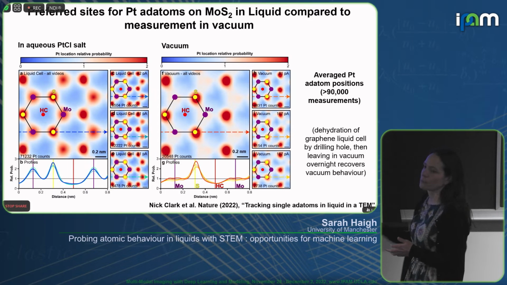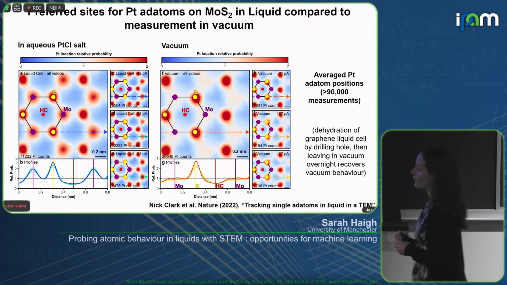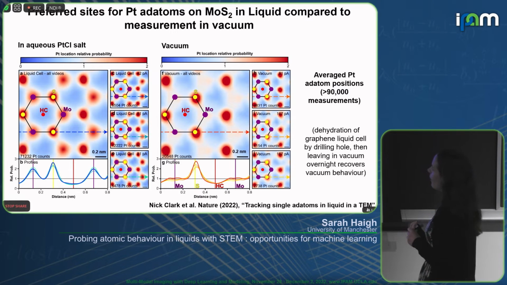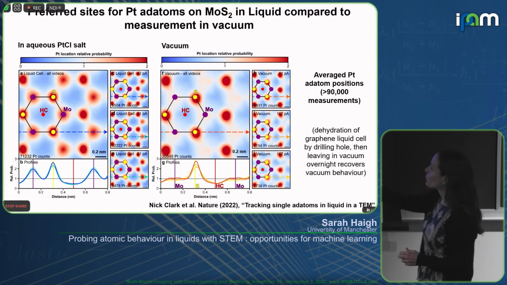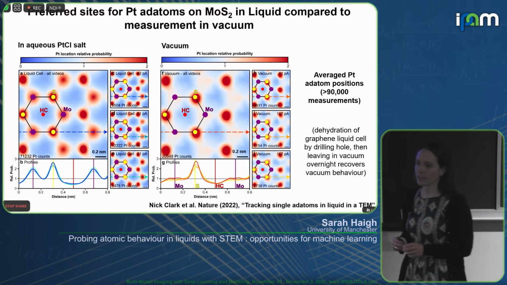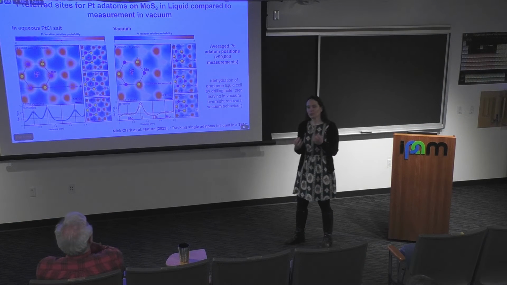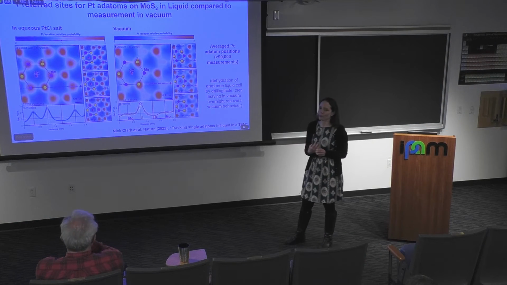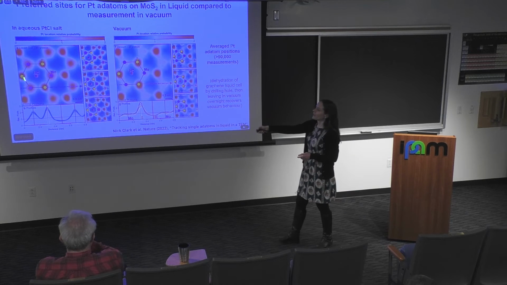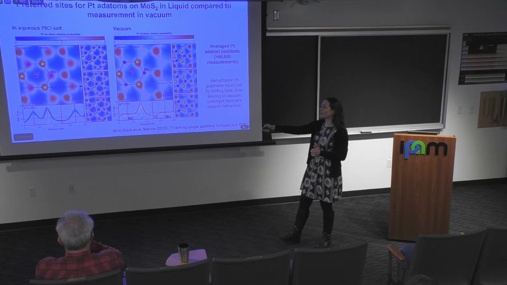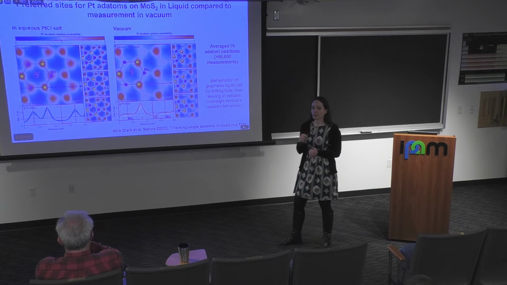And this type of behavior had been observed before because these are hydrogen evolution reaction catalysts. They have been widely studied by vacuum phase TEM, and the understanding was that all of the platinum sits above the sulfur sites. However, when you study them in the liquid solution, which is much more like the environment that they'd actually be doing the catalysis, we find that the platinum atoms are almost equally likely to be sitting above a molybdenum site as they are above a sulfur site.